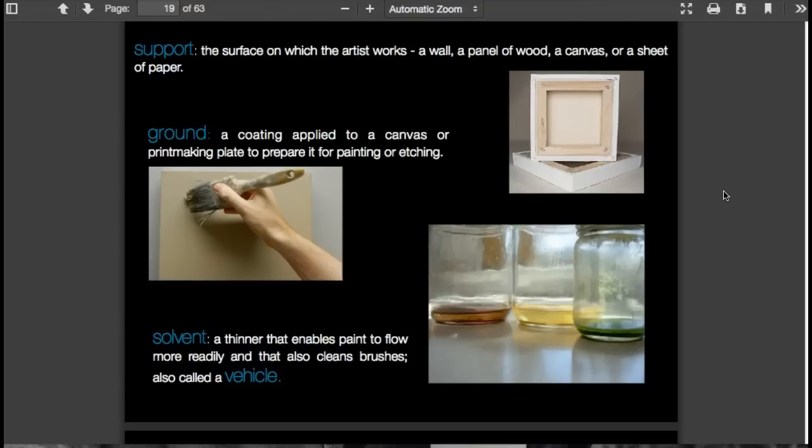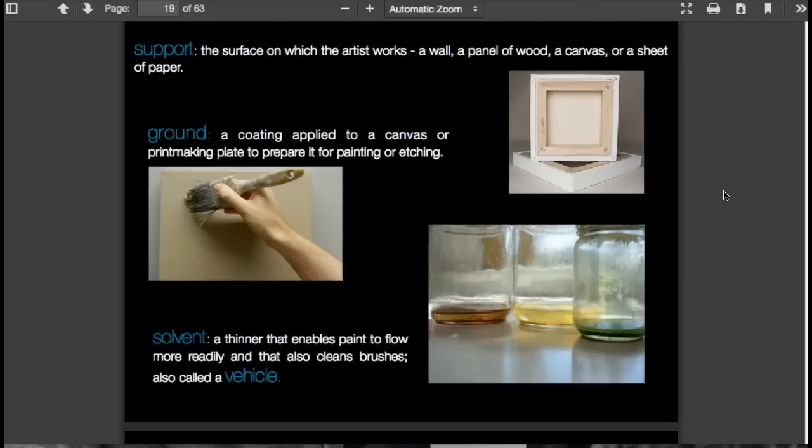Okay, let's get some of that basic vocabulary down. We have a support, which is the surface on which the artist works: a wall, a panel of wood, a canvas, or a sheet of paper, whatever it might be. And we have what's called a ground. This is a coating applied to a canvas, or we also have this term in printmaking. It's a coating that prepares the painting or the etching or whatever it might be.